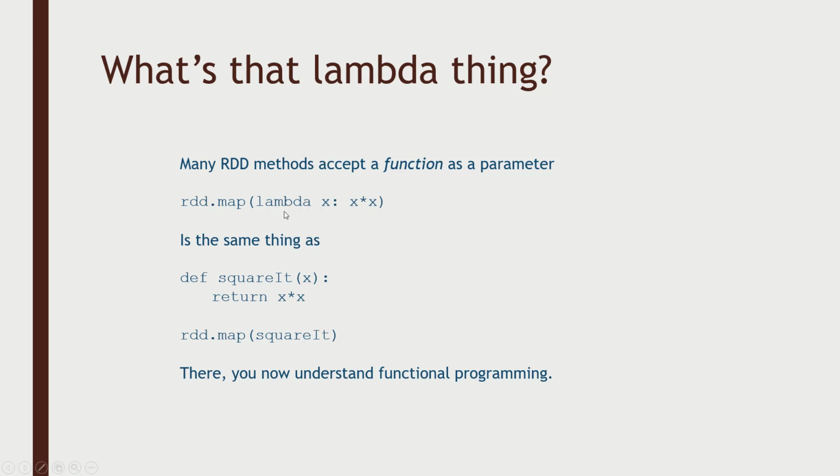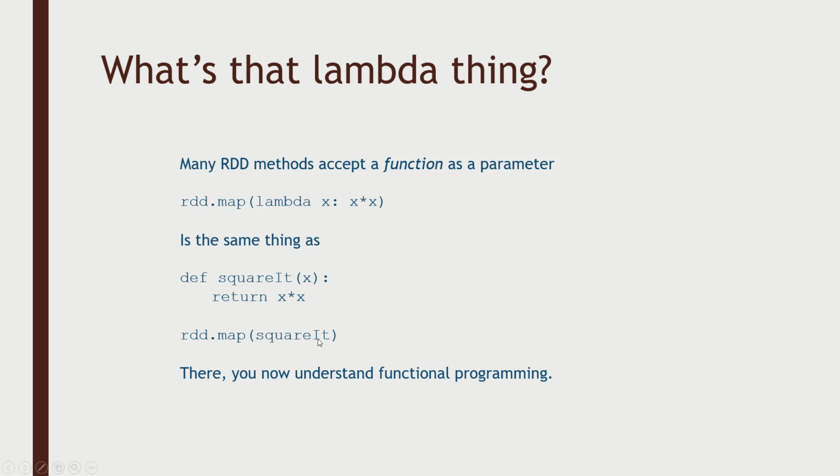So we can say lambda x, x times x. And that is exactly the same thing as defining an actual function called squareIt that takes an input of x and returns x times x. So in Python, this is what a function looks like, and we could just pass in that function name to our map function and it would do the same thing.